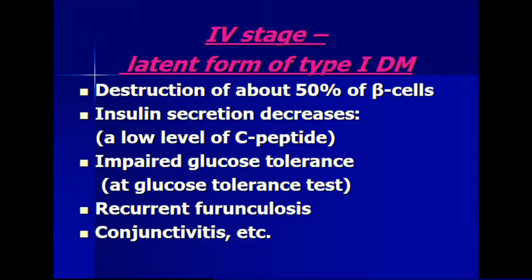Next stage, fourth stage, latent form of type 1 diabetes mellitus. At this stage, destruction of about 50% of beta cells, insulin secretion decreases, we see a lower level of C-peptide, impaired glucose tolerance at the glucose tolerance test, recurrent furunculosis, conjunctivitis, and other diseases may appear.